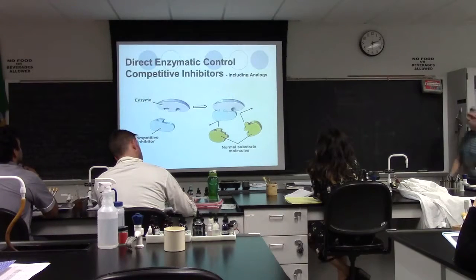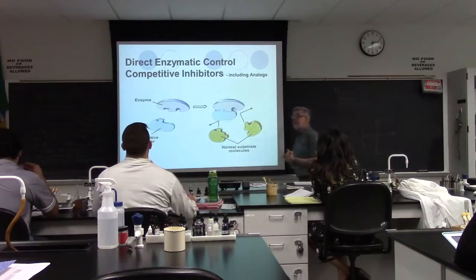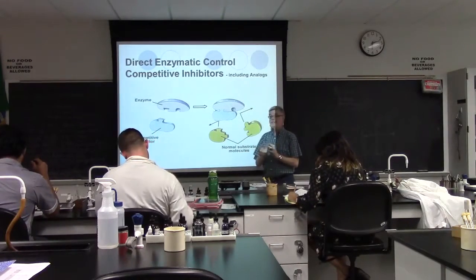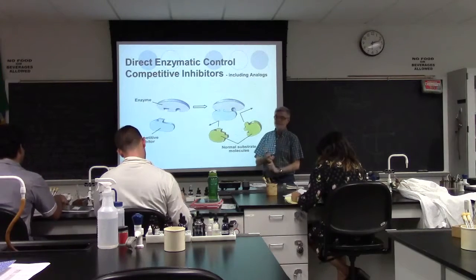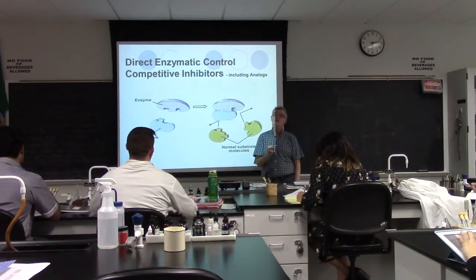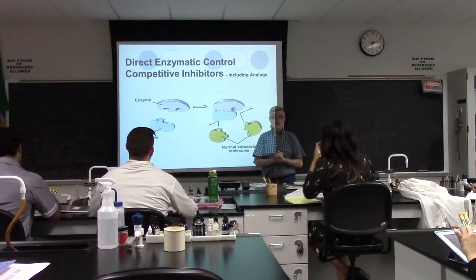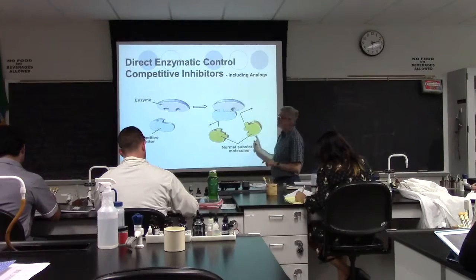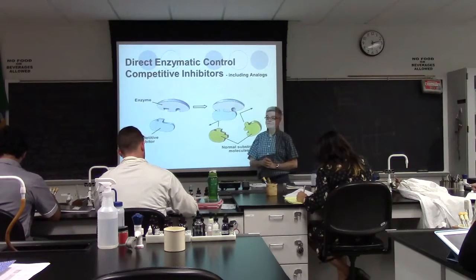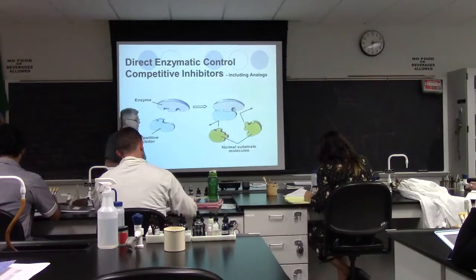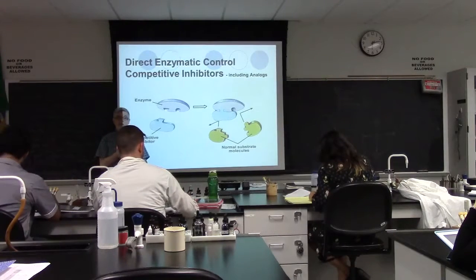And now let's get to the real nitty-gritty, the ones that actually work really well, that are very efficient, and that is things in nature that look like the substrate, or are shaped like the substrate, that will fit into the active site as if they are the substrate, but won't function. And those are called competitive inhibitors because they are fake compounds competing with the substrate for the active site. And we have learned to use them a lot. For instance, penicillin. Penicillin is a competitive inhibitor.